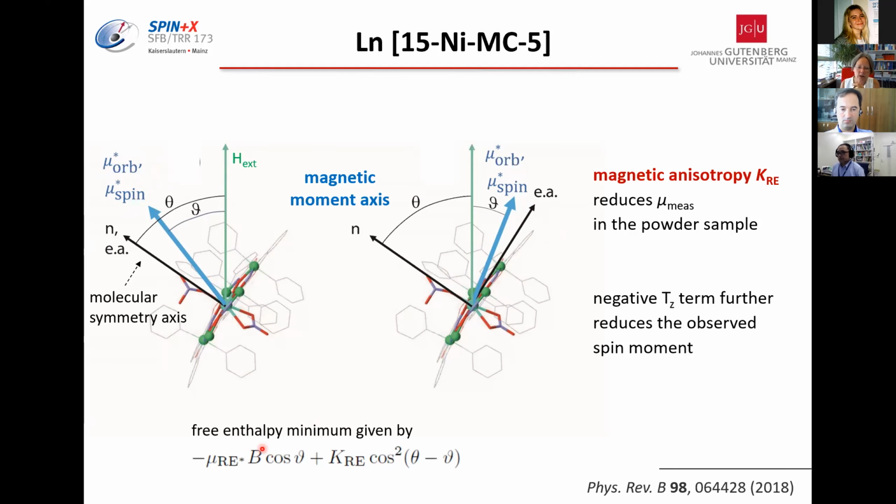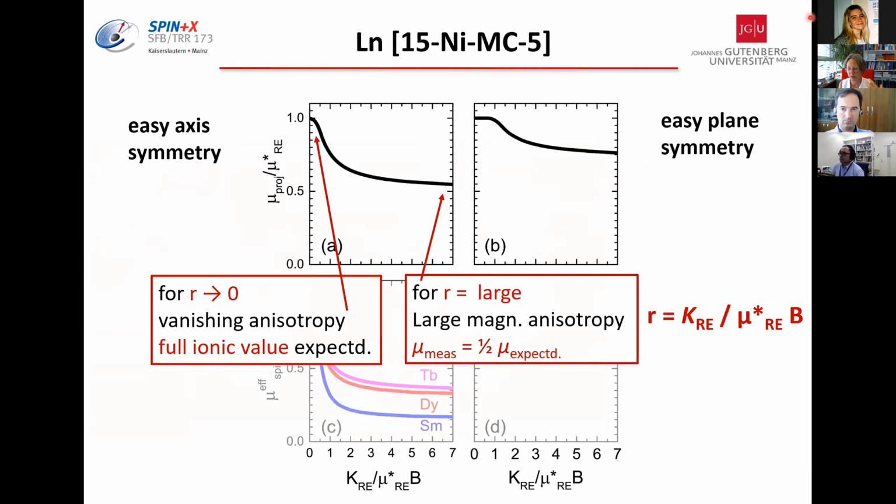What we then have to take into account is that we have to minimize the free enthalpy. And for the free enthalpy, we have to consider something like an anisotropy constant. If you have this anisotropy constant, we can assign the magnetic moment of the rare earth element in the following way. We have the easy axis symmetry on the left and the easy plane symmetry on the right, and we have the following picture that we expect. If the ratio of the anisotropy constant and the magnetic moment of the rare earth element is approximately 0, then we have a vanishing anisotropy, and what we expect is the full ionic value calculated as before. So for the terbium, it should be around 9, and for the dysprosium, it should be around 10.